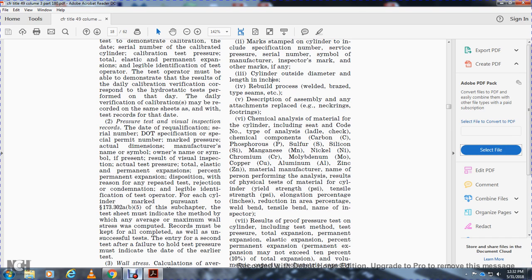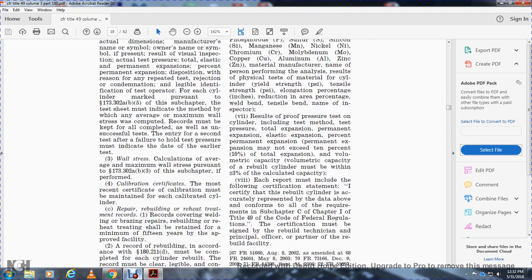302A-B5 of the subchapter. The test may include the method by which an average or maximum wall stress was computed. The record must be kept as completed, except that an unsuccessful test, such as a failure to hold the test pressure, must indicate the date of the earlier test. Wall stress: the calculation of average maximum wall stress pursuant to 173.302A-B3 of the chapter must be performed using the calibration certificate. The most recent calibration certificate must be maintained for each calibrated cylinder.